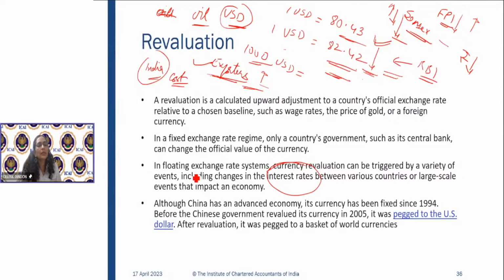So countries which follow floating exchange rate, अगर उनकी currency depreciate होती है या बहुत ज़्यादा appreciate होती है, then in that case, currency revaluation can be done through interest rates by Reserve Bank of India. Because आप कहाँ हो? You are in a floating exchange rate. Yes. But China was a country which had pegged its currency to dollar. So China had fixed its currency since 1994 to dollar. And then 2005, they revalued their currency and they pegged it to basket of world currencies.